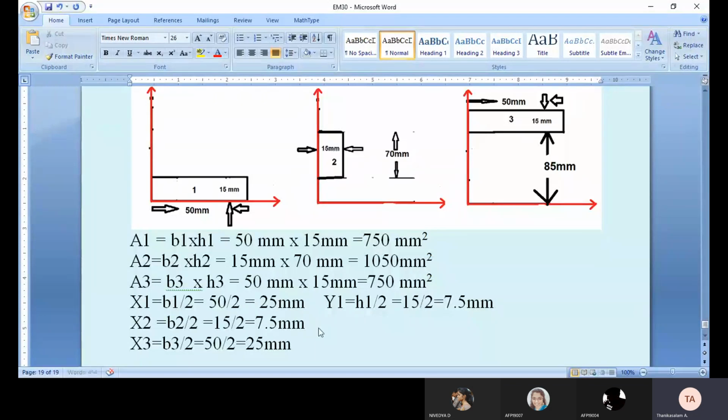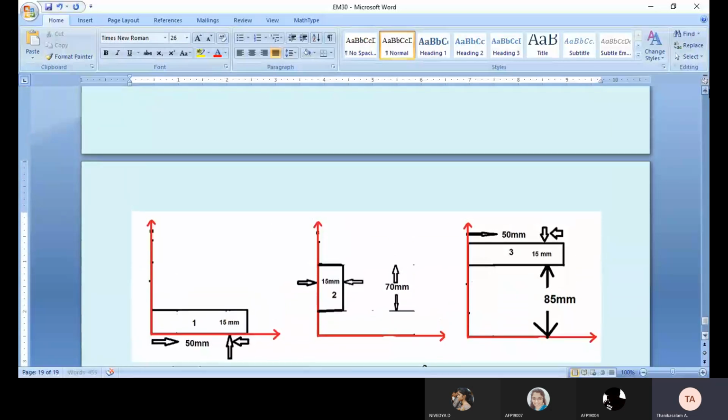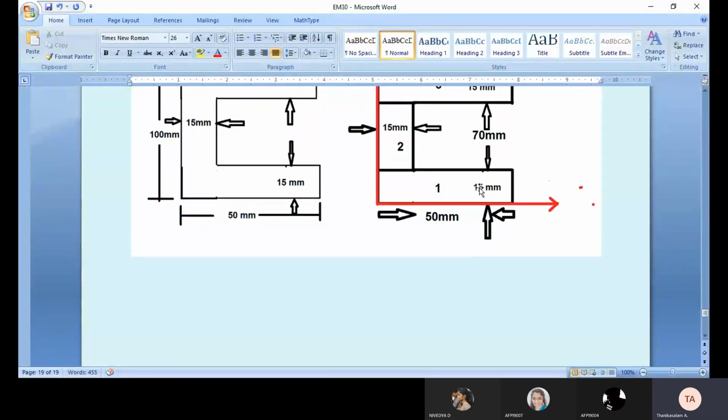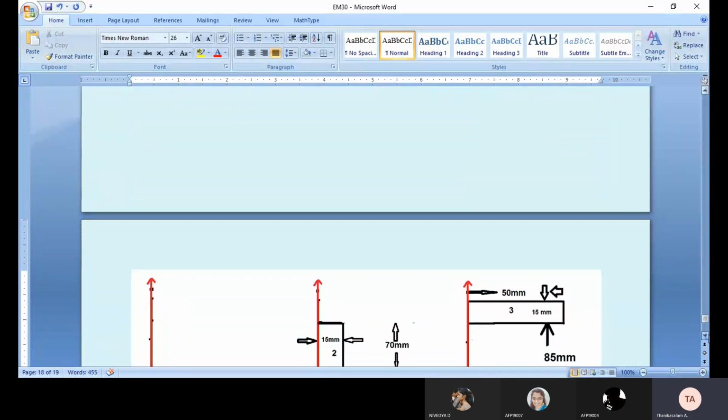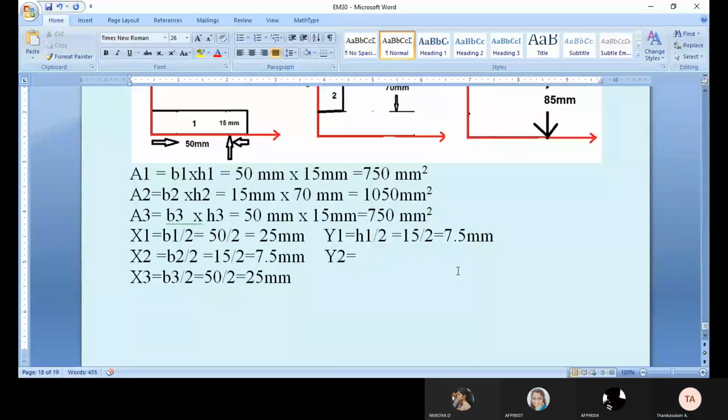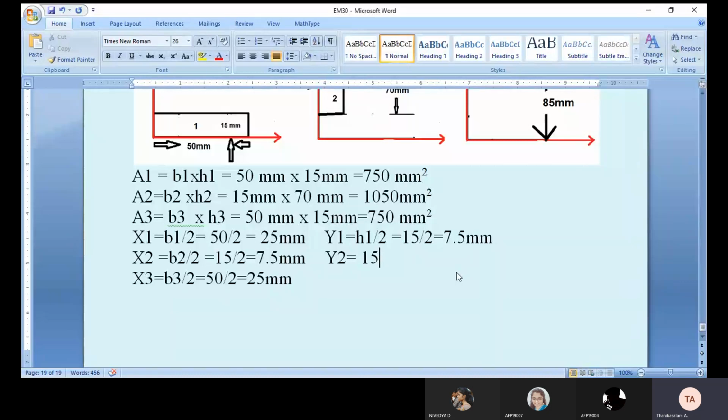Now, what is y2? Now see the diagram. Students, our diagram is away from the reference axis. X is the reference axis for y bar, no? See, it's away from the reference axis. How much distance away? 15. Understand? Some distance away for the second rectangle here. So 15 plus h2 divided by 2.